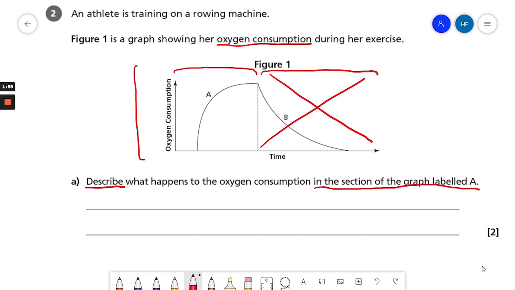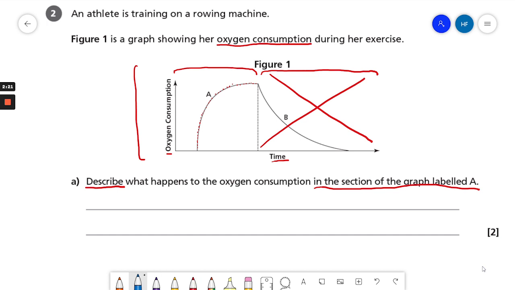So let's have a closer look at the graph. I can see on the x-axis we've got time, whereas on the y-axis we've got oxygen consumption. And we can see here that the oxygen consumption is suddenly increasing very quickly, and then it begins to level off. Okay, so let's think about how we might put that into words.